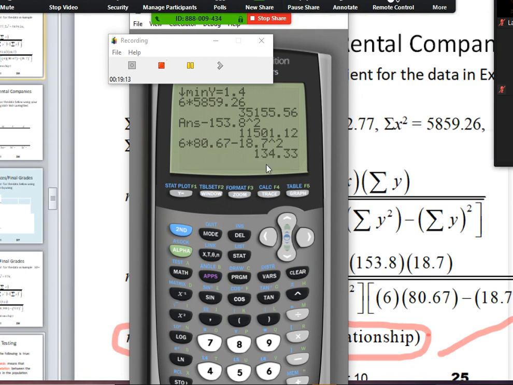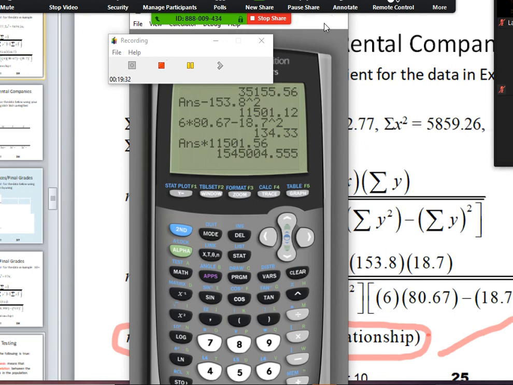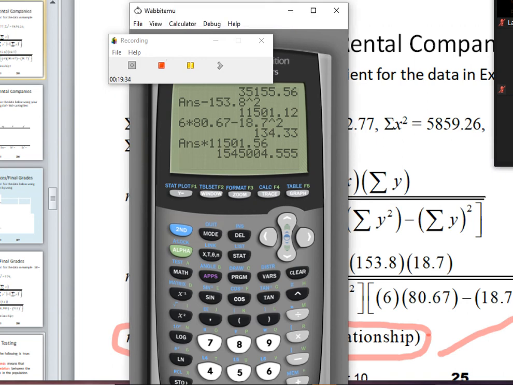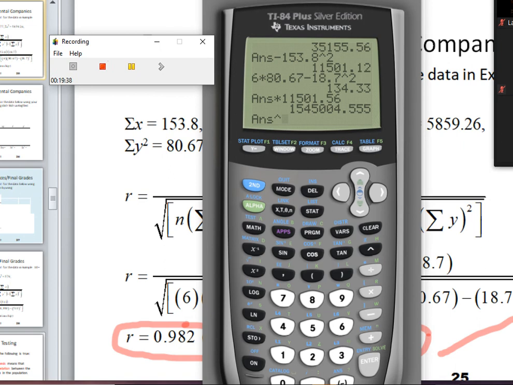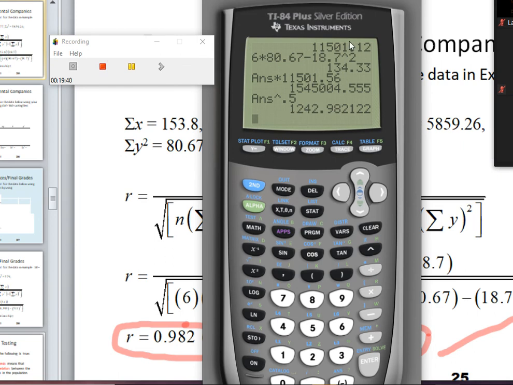So now I'm going to take that 134.33, multiply by what I got here, so times 11501.56, and that gives me my bottom inside the square root. So I need to square root that. I'm going to do it my shortcut way, which is raising to the 1/2 power, raised to the 0.5 power, and that's my denominator, 1242.98.